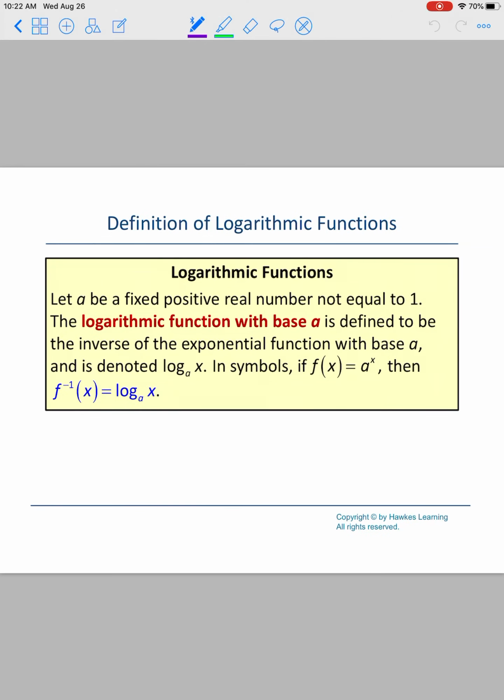functions. Now, this week we talked about exponential functions, where we have f of x equals a to the x. That is our exponential function. Well, the log function is the inverse of that, and it is written as f to the negative first of x. Still, the inverse of y is log base a of x.